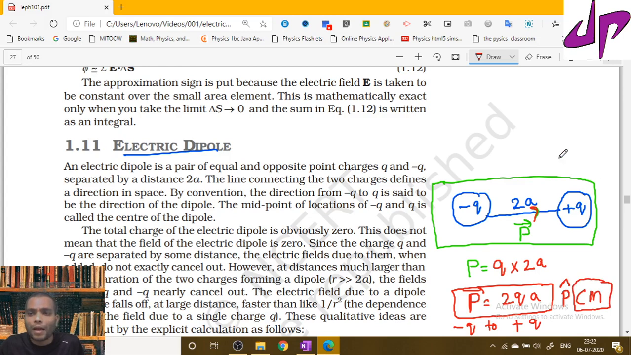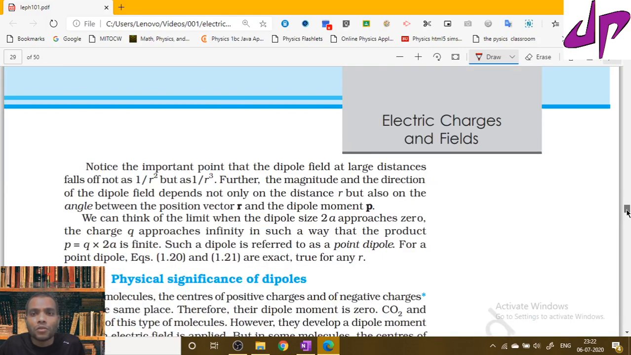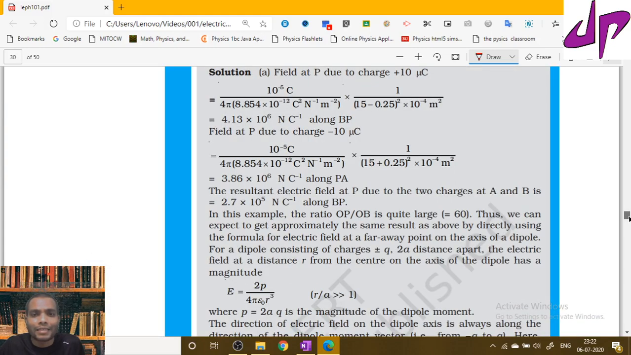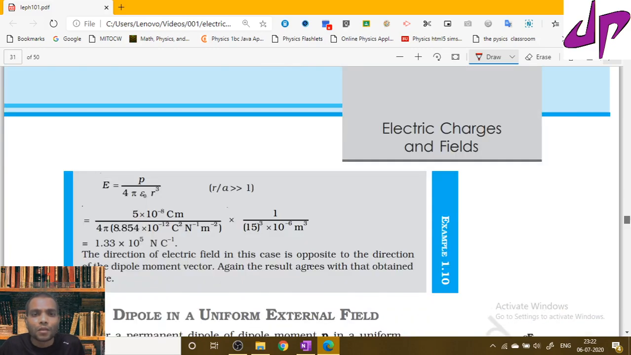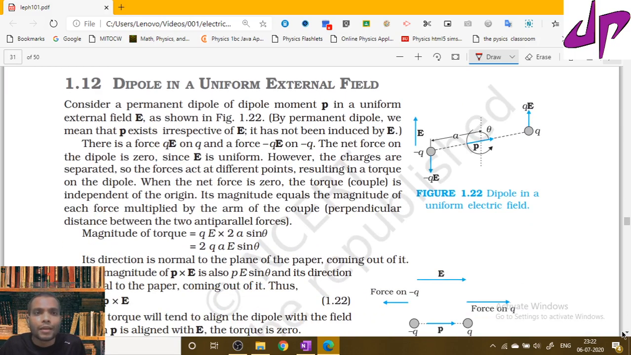So this is the background knowledge we have about the dipole. But today's concept: what happens if we keep an electric dipole in an electric field? So this is the concept: an electric dipole in a uniform electric field.